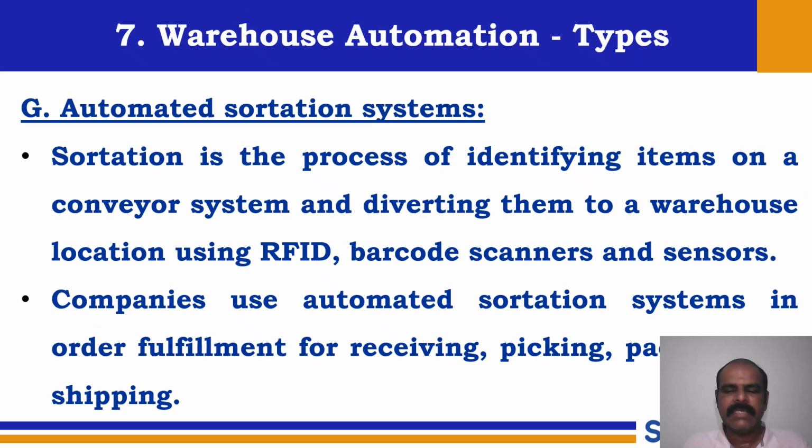Automated sortation systems. Sortation is the process of identifying items on a conveyor system and diverting them to warehouse locations using RFID, barcode scanners and sensors. So how to understand this? Say, for example, on a conveyor system, there are some number of components being transported from one point to another point.